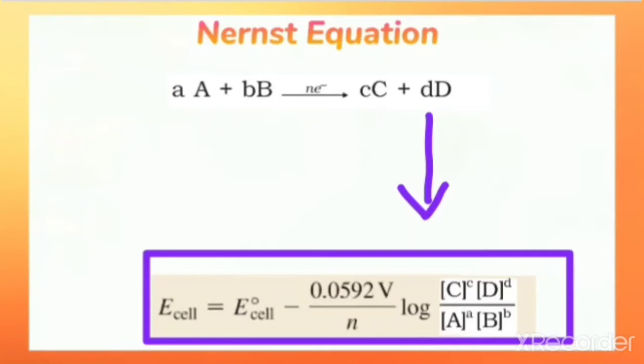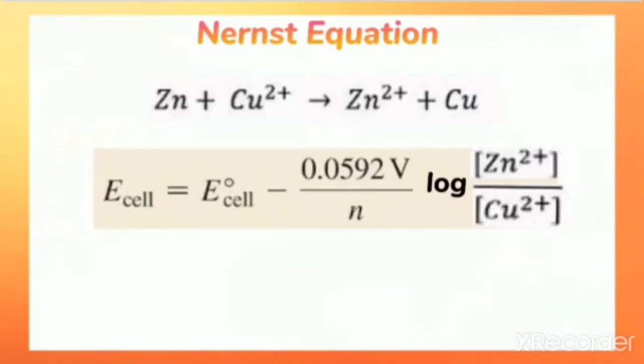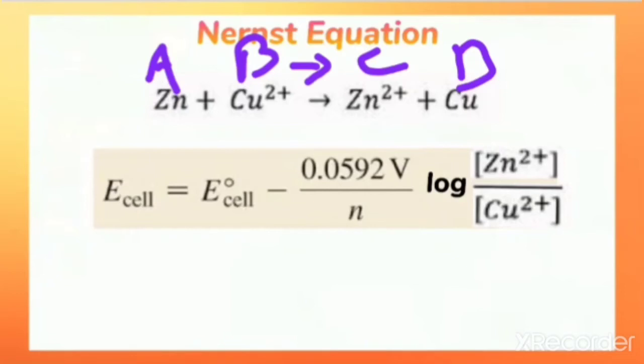Now we'll take the example of a particular equation, the case of a galvanic cell. We are familiar with this equation: Zn plus Cu2+ giving rise to Zn2+ plus Cu. When we take the case of a general equation, we have already taken it in the form of an overall equation. This one is A, this is B, this is C, and this is D. This is the general equation we have learned, and we'll be applying it here for writing the Nernst equation.